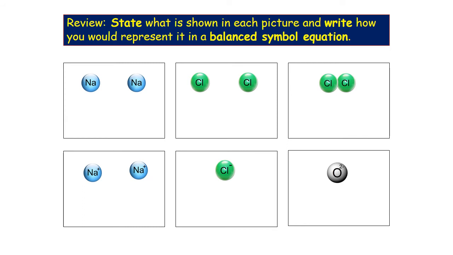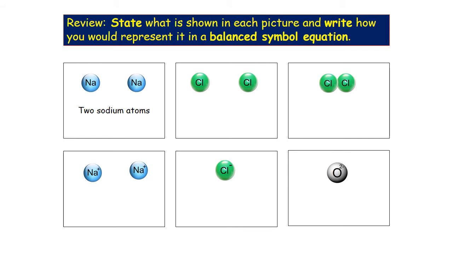So we're going to be looking at ions and atoms in this. So I want you to have a little think, pause the video and have a little review. State what is shown in each picture and write how you'd represent it in a balanced symbol equation. Pause the video now if you haven't already.